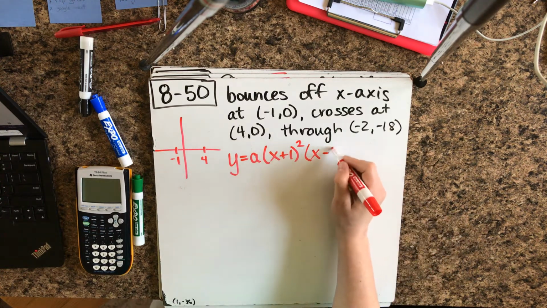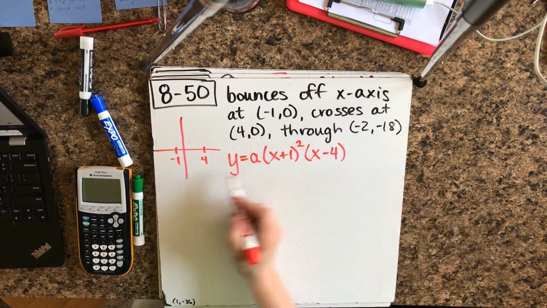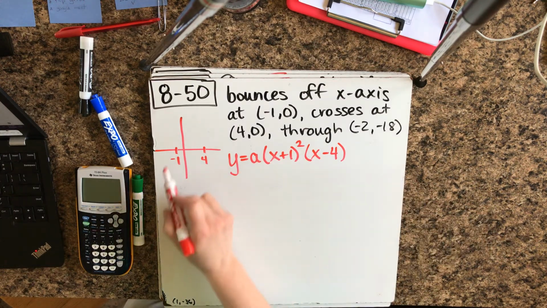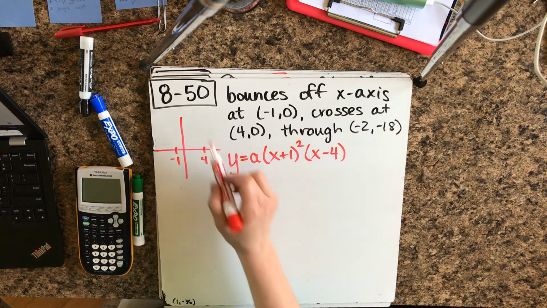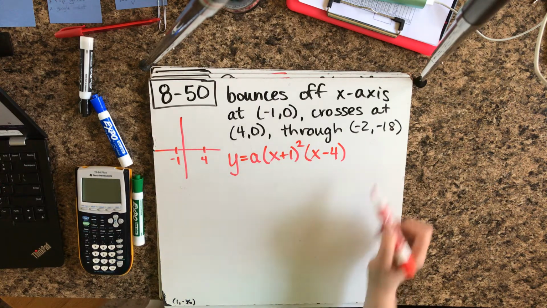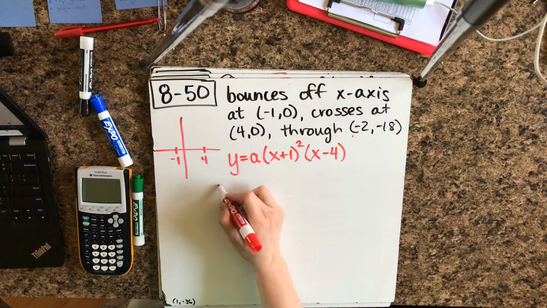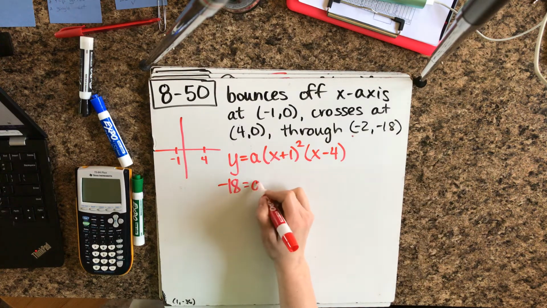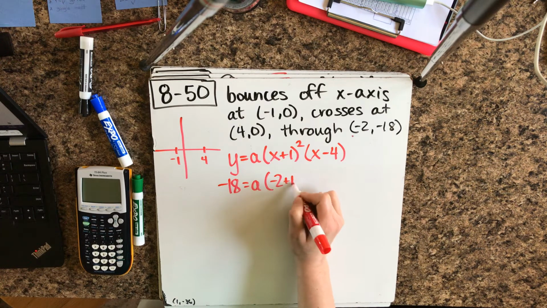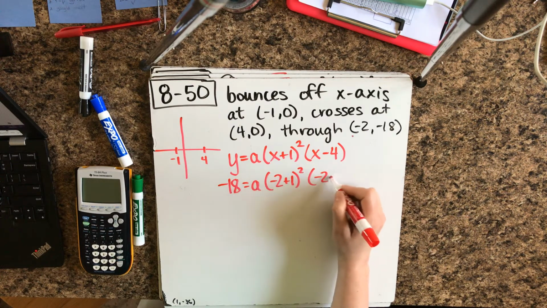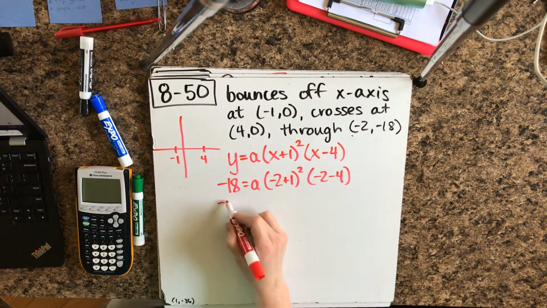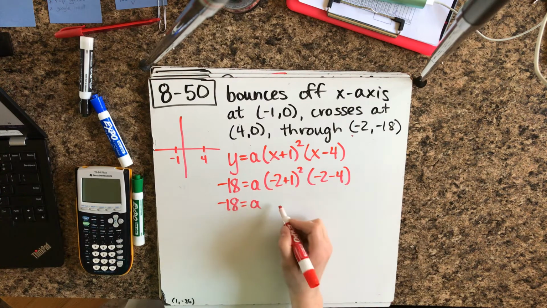Times x minus 4. Okay. This a value is going to tell me if it's a positive or negative graph because I just don't know based on what they told me. But I do know an ordered pair. And I know that -18 is the y value. I know that -2 is the x value. And I can use my algebra to find what that a value is.